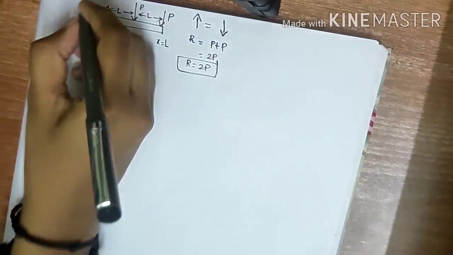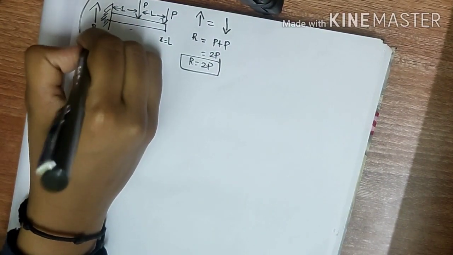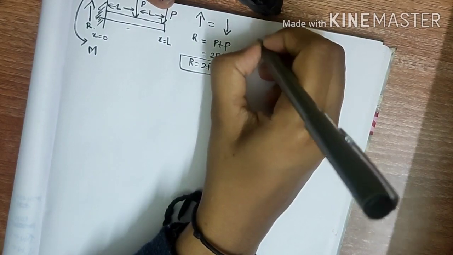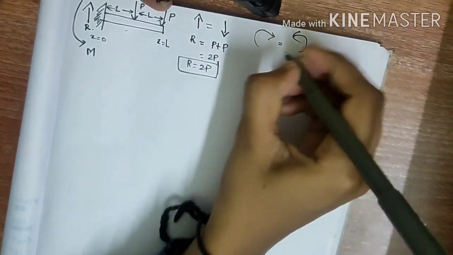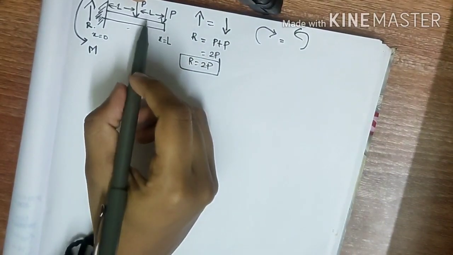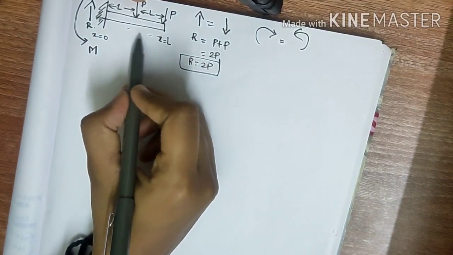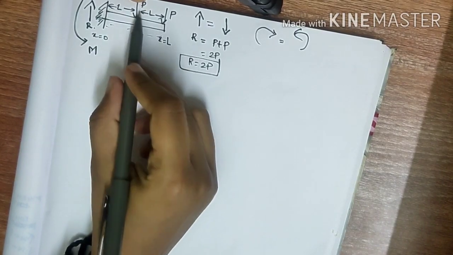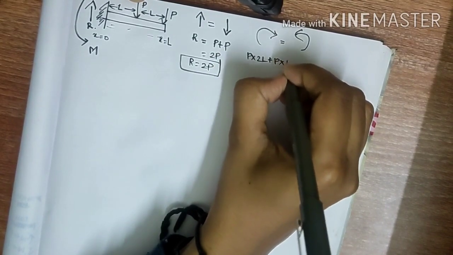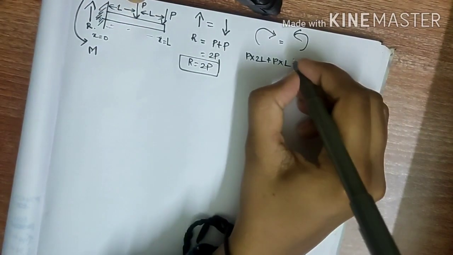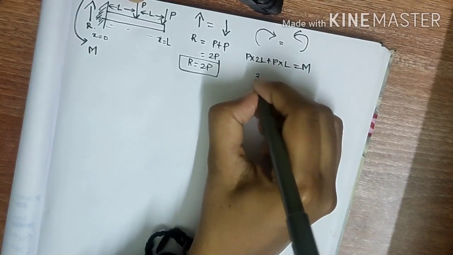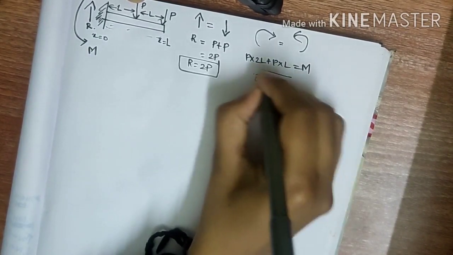And next, here there is a moment also. We take this moment as anti-clockwise direction. So clockwise moment equals anti-clockwise moment. Clockwise moment is P into 2L plus P into L, and anti-clockwise moment is M. So we get 2PL plus PL, 3PL equal to the moment.